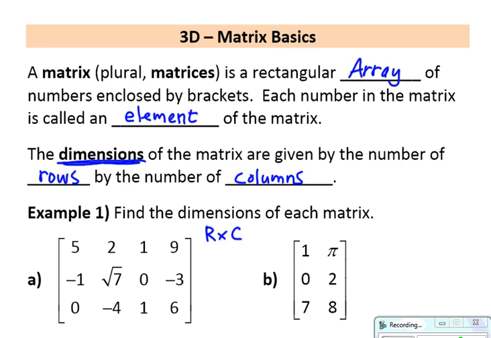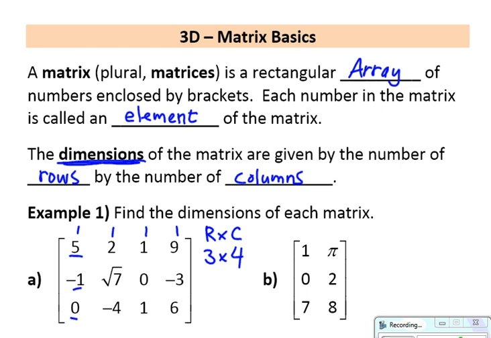So the number of rows, there's 1, 2, 3 rows, so 3 by, and then the number of columns, there's 1, 2, 3, 4 columns, so 3 by 4. So the dimensions of the matrix in A is going to be 3 by 4.